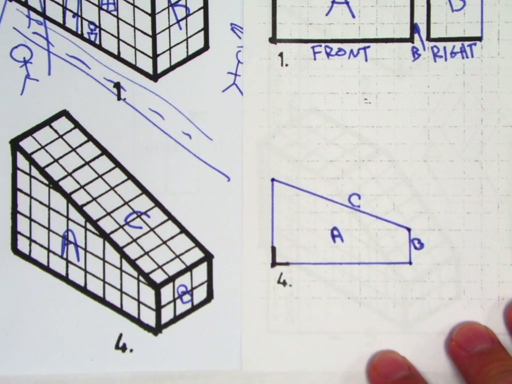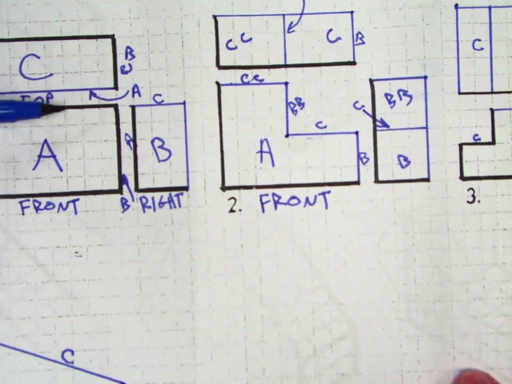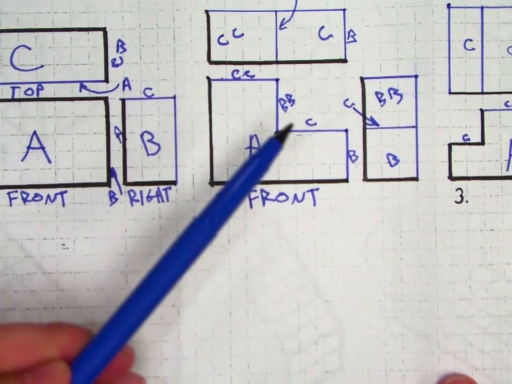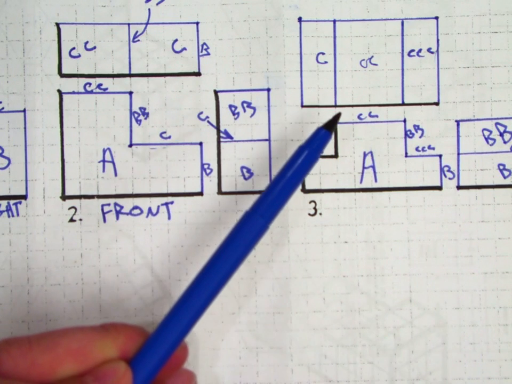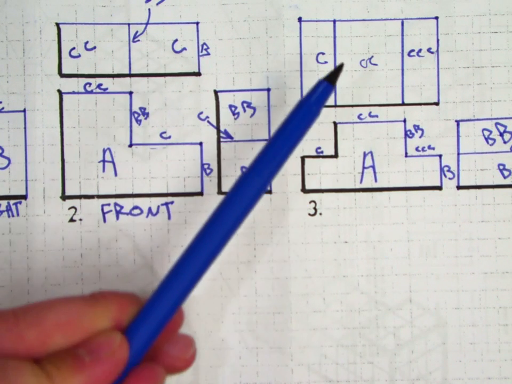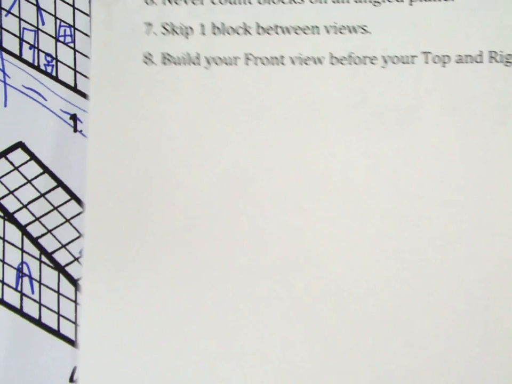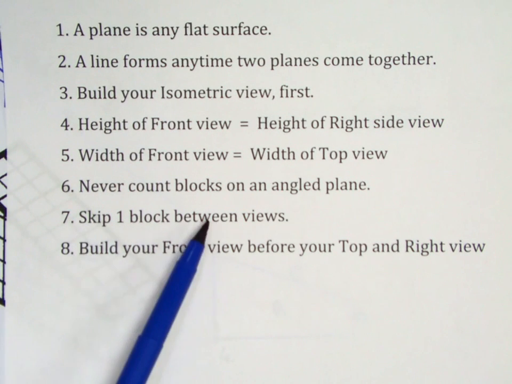And now we're going to build our top view and our right side view. If we take a moment and look back at our previous problems, how many blocks did we skip between our front view and our top view and our front view and our right side view? As you look, you'll notice that we skipped 1 block between each of those views. We didn't put them right together and we didn't skip a huge distance, just enough to be able to know that there's 3 separate views. So what we're going to do now in 4 is we're going to skip 1 block between the views. Again, another important point for you to remember when you're building these. You skip only 1 block between views.